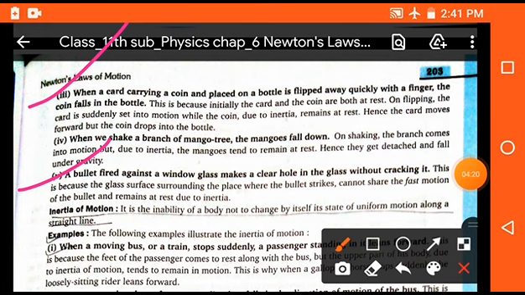A bullet fired against a window glass makes a clear hole in the glass without cracking it, because the speed of the bullet is very high and it strikes the glass, and the portion of the glass wants to remain in its state of rest, but the bullet is in motion. That's why the whole window remains at rest, and the part where the bullet strikes goes with the bullet. So these are examples of inertia of rest.